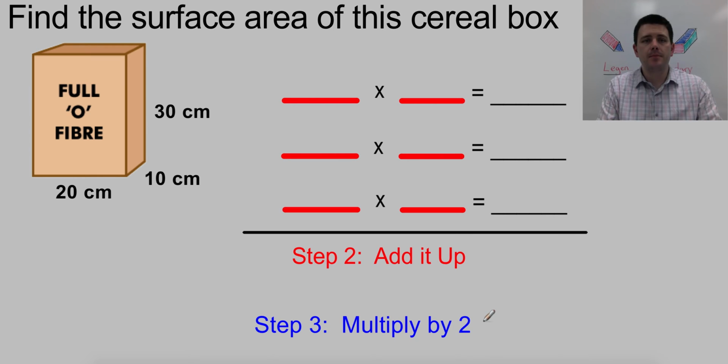So let's see this again. Find the area of the 3 sides we can see. So I can see the front, I can see the top, and I can see the right-hand side. So we're going to find the areas of each of them.